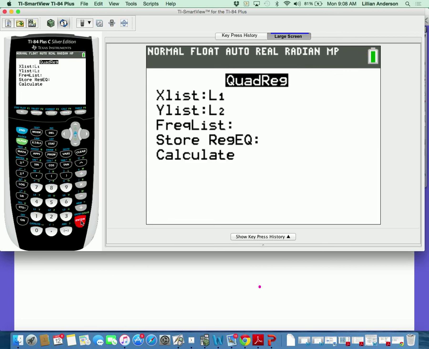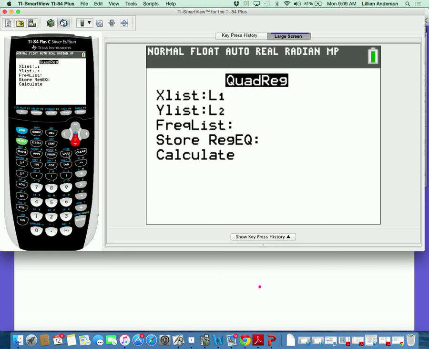Raise your hand if yours looks like mine. If yours does not look like mine, give me a second. I'm going to show you what you need to do for both of them, okay? So if yours looks like mine, you want to make sure that it says L1 in XY list, L2 in Y list. Don't worry about the frequency. And when it says store RegEQ, you want to go down.